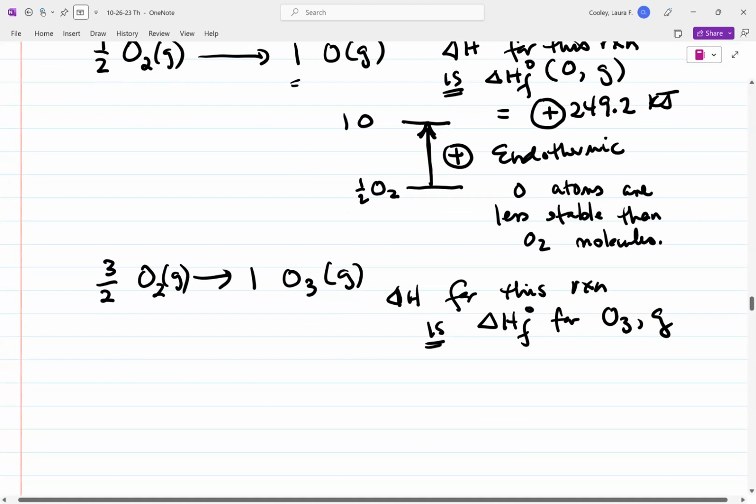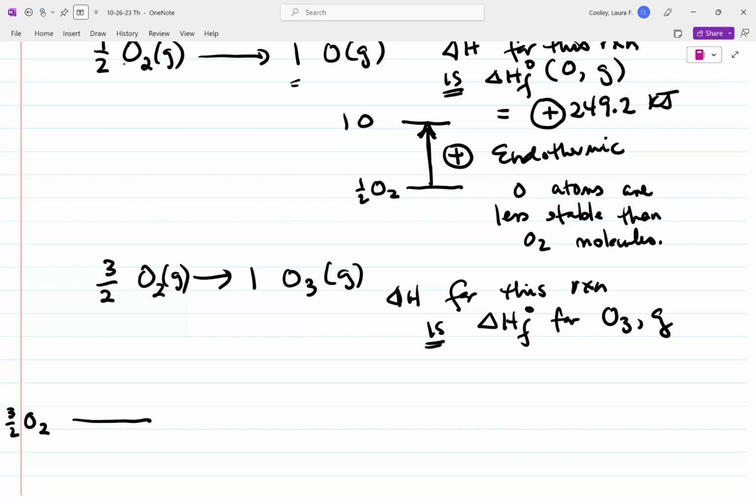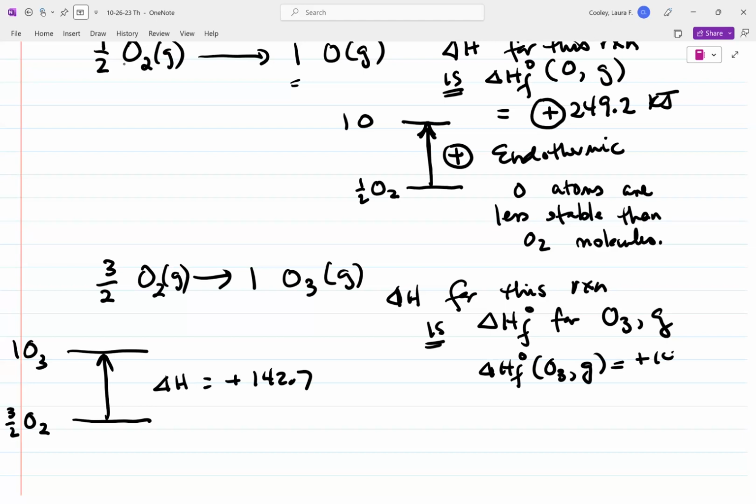I'm sorry, I can't hear you. Speak up a little bit. Yeah, this is all standard conditions: 25 degrees C, 1 atmosphere pressure, everything pure. So this is saying that if you go from O2 to O3, it's also uphill, and that delta H is plus 142.7. And that's what the delta HF0 for O3 gas is, plus 142.7, which is to say that ozone is less stable than oxygen. It's an uphill process to get from the element in its stable form to ozone.